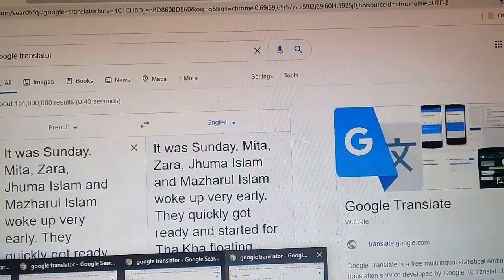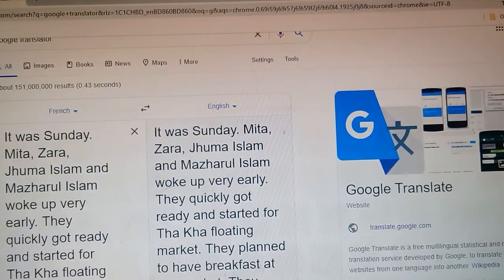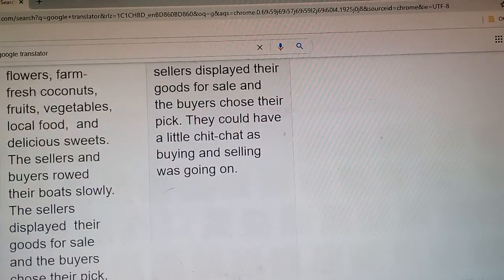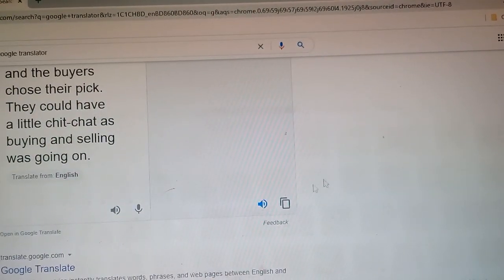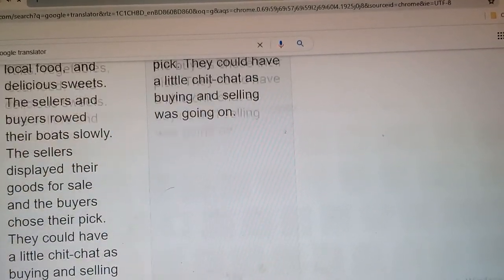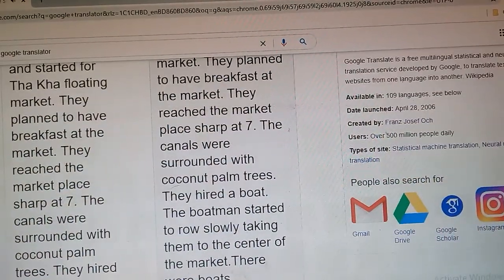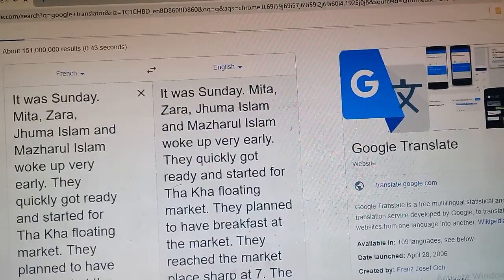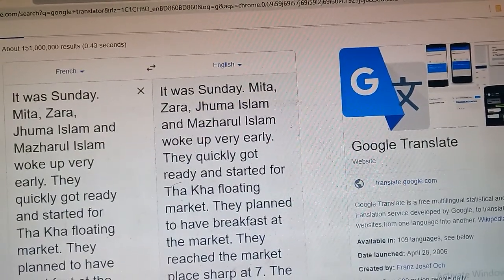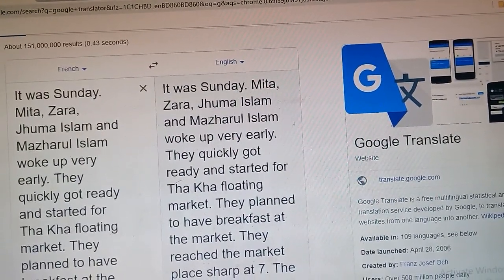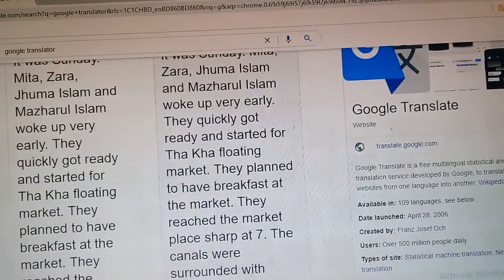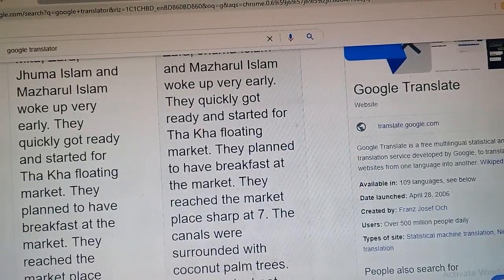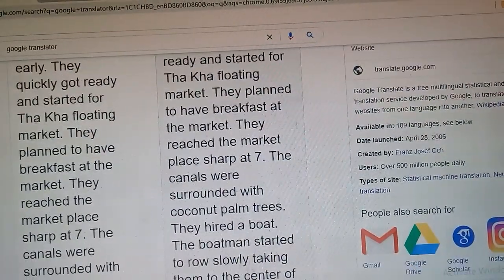So at first, reading aloud. It was Sunday. Mita, Zara, Juma Islam and Mazharul Islam woke up very early. They quickly got ready and started for Tarkar floating market. They planned to have breakfast at the market. They reached the marketplace sharp at 7. The canals were surrounded with coconut palm trees.